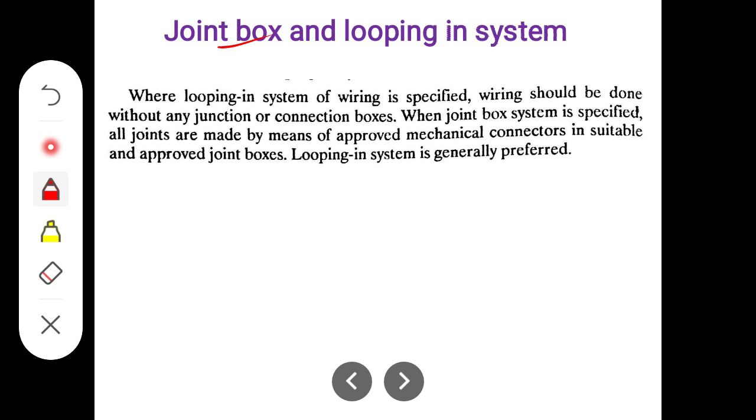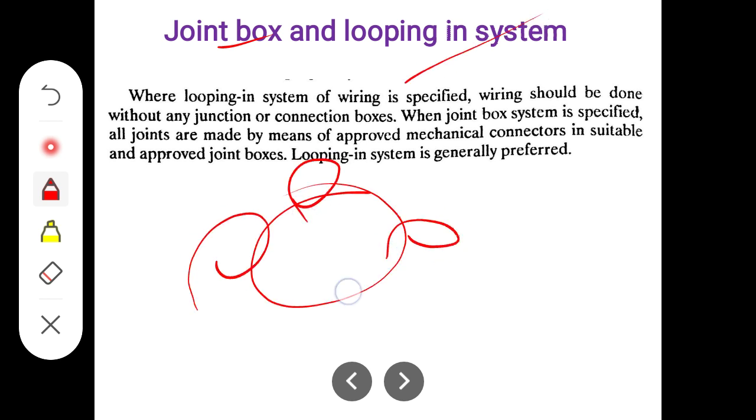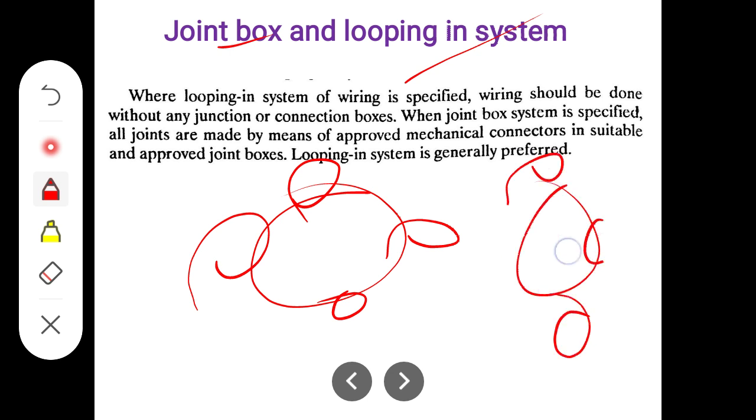Next is the junction box and looping system. The junction boxes are of types such as four-way, two-way or three-way junction boxes. Where the looping system is specified, wiring should be done without any junction or connection box. When the junction box system is specified, all junctions are made with easily approved mechanical connections.